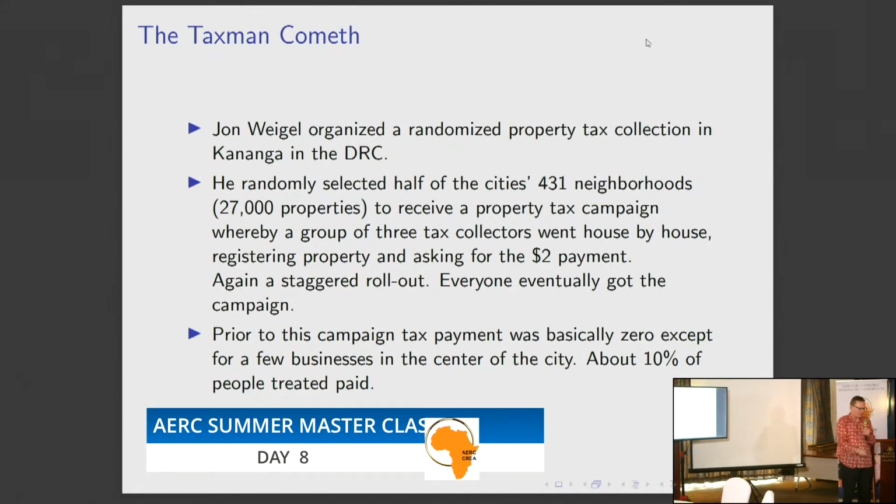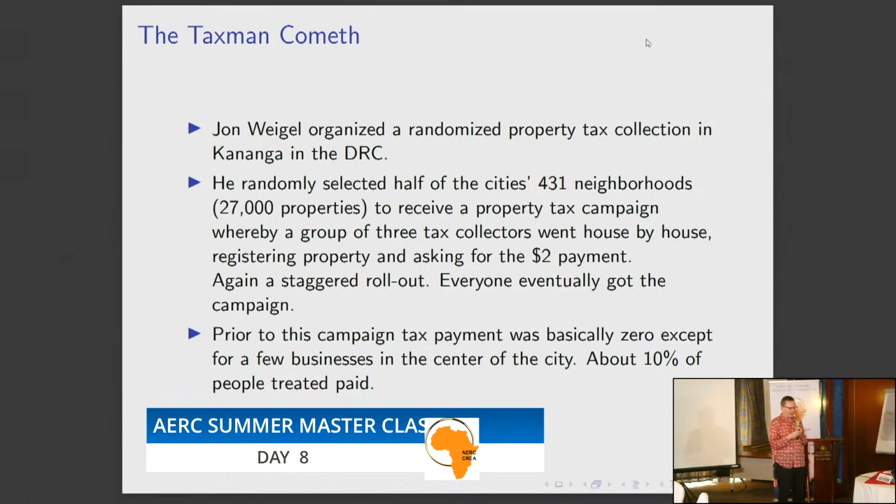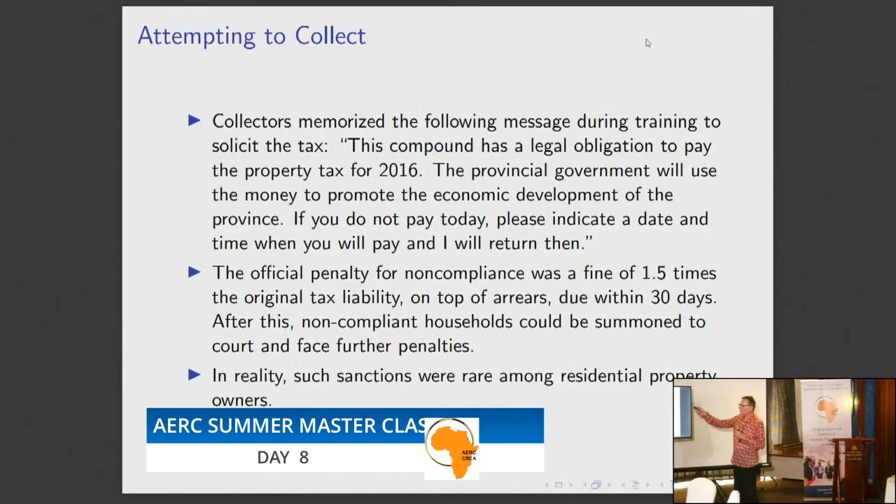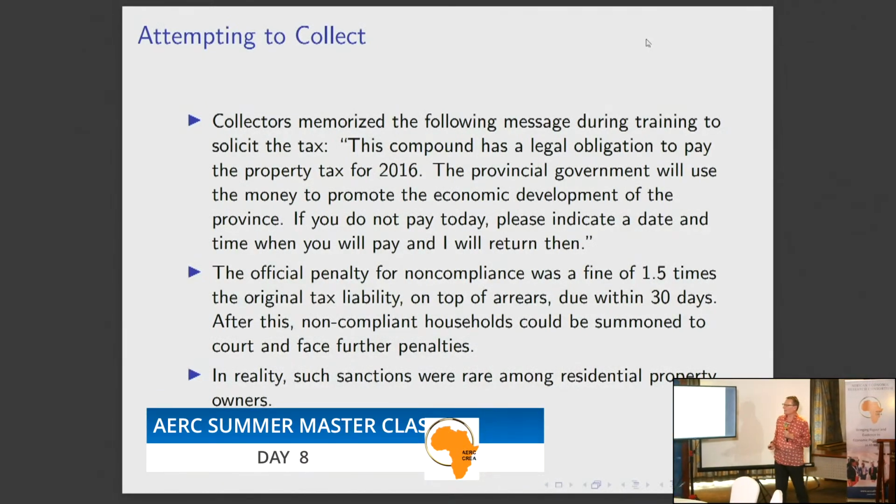So think about half the people in Kananga get treated, and after they're treated, what does that mean exactly? Well, I can tell you. I'll tell you in detail in a second. Okay. This is what it means to be treated.